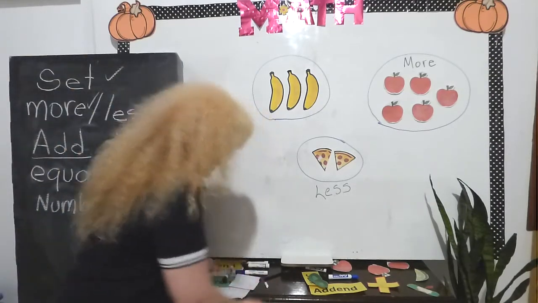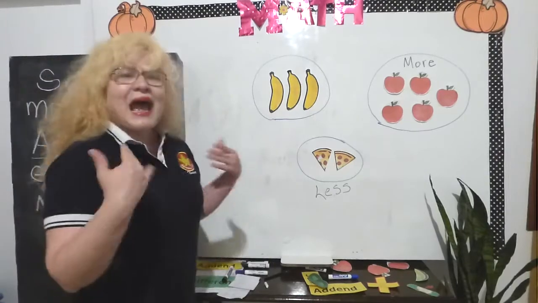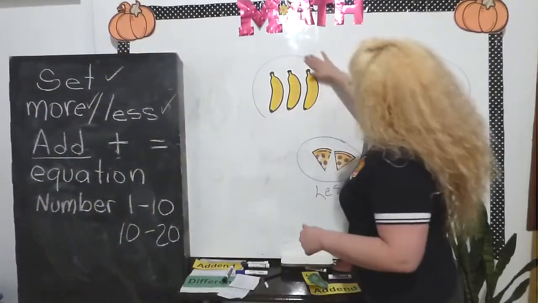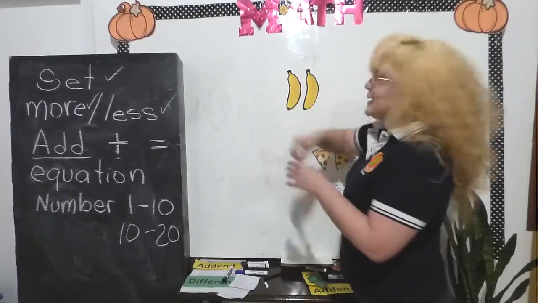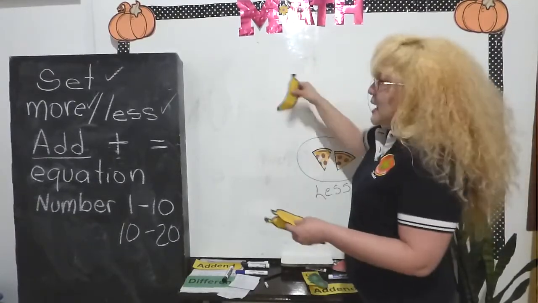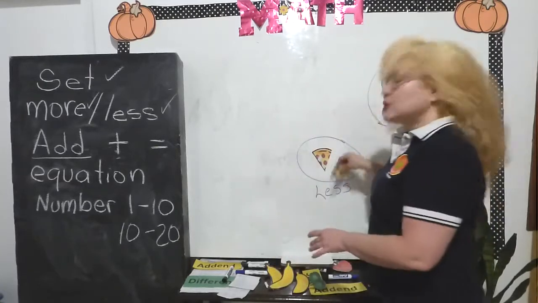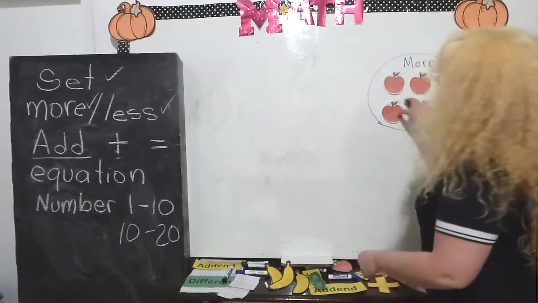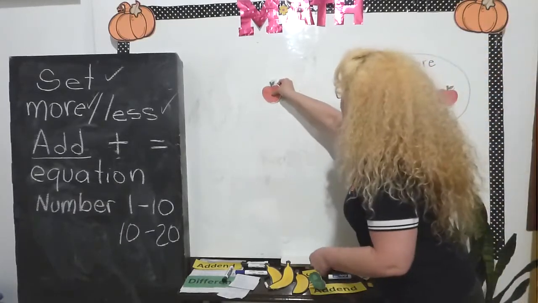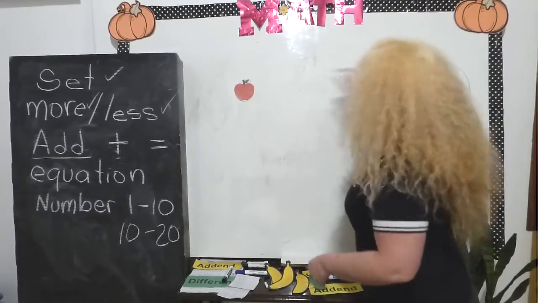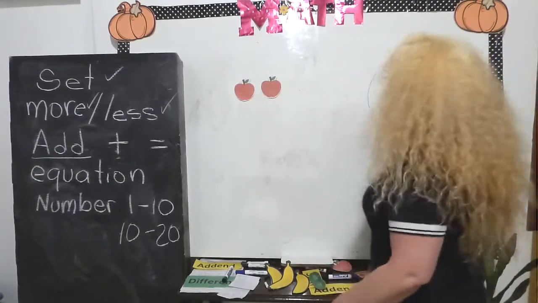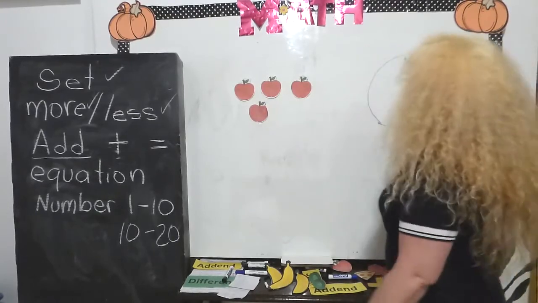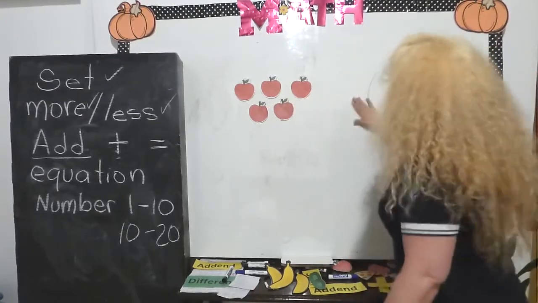Now, the next thing that we are going to review is how to add. Okay? I am going to take away my bananas and my pizzas, and I'm going to work with my apples. Okay. 1, 2, 3, 4, 5.